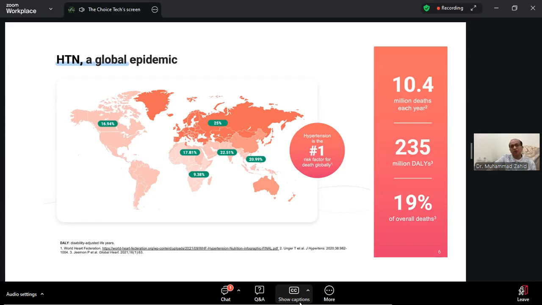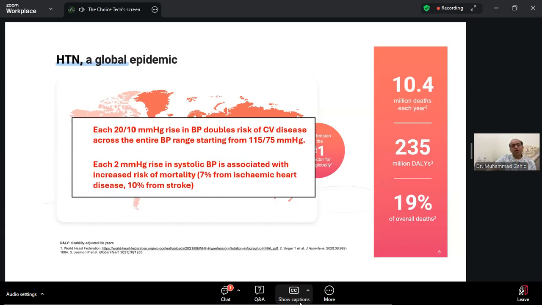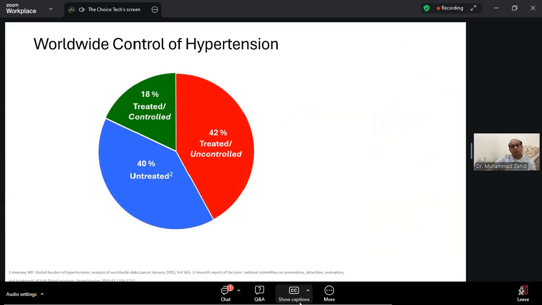Hypertension is related to 10.4 million deaths per year. And every 20/10 millimeter of mercury rise in blood pressure doubles the risk of cardiovascular disease across the entire blood pressure range, starting from 115/75. What does that mean? I'll come to that in detail.